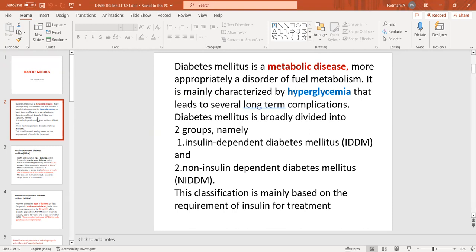Okay, diabetes mellitus is broadly classified into two groups. One, insulin-dependent diabetes mellitus, and the second one is non-insulin dependent diabetes mellitus. This classification is mainly based on the requirement of insulin for treatment.